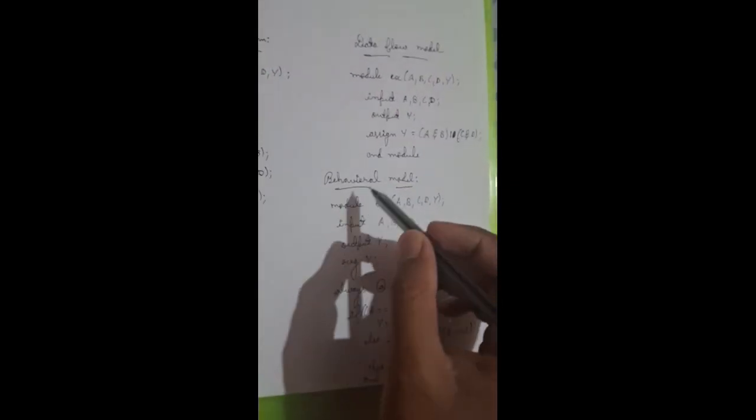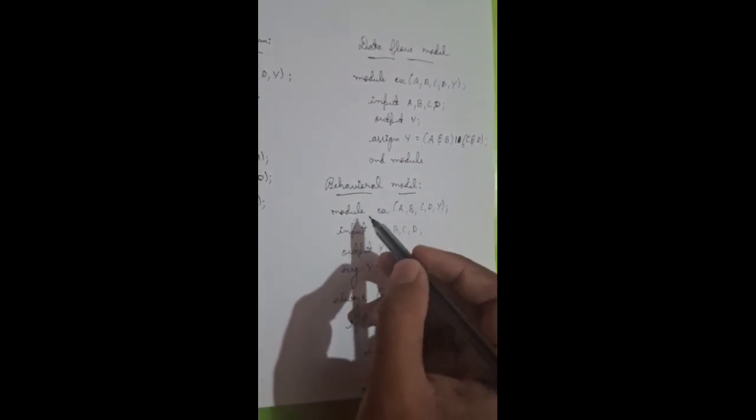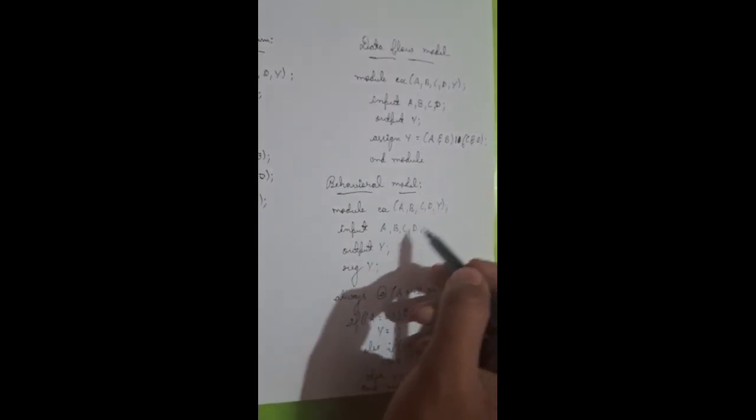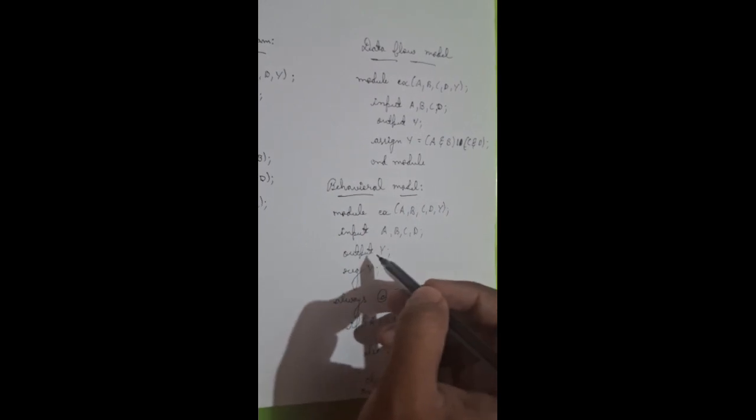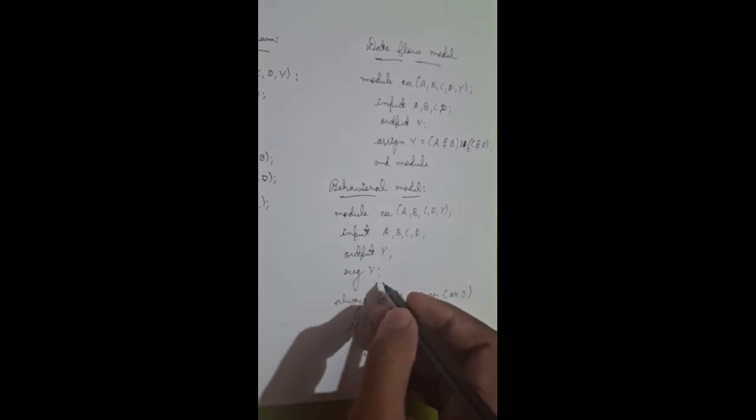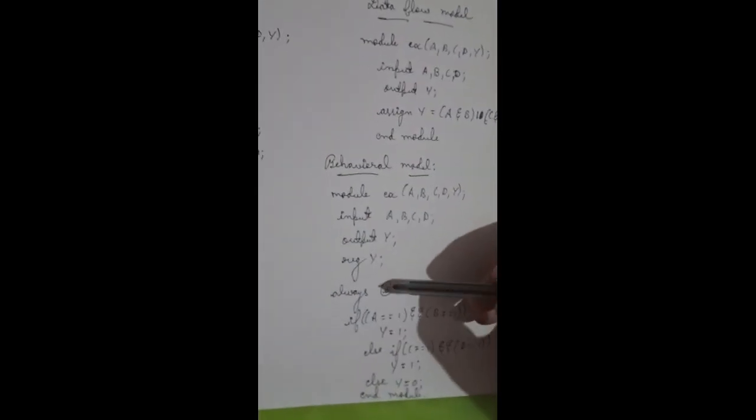Now I have written the behavioral module program. Module example of A, B, C, D, Y. Input as A, B, C, D and output as Y. We are going to declare Y as a register, and always at A or B or C or D, if A is equal to 1 and B is equal to 1, which means that if both the input values are 1, the output will be 1.